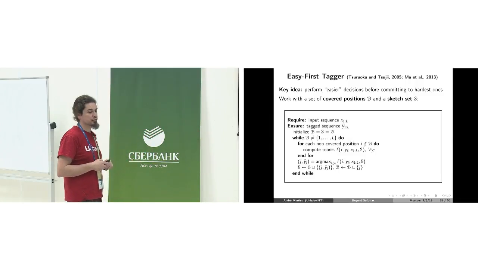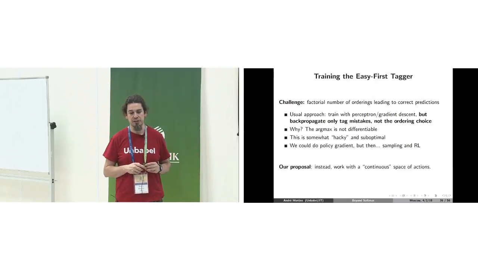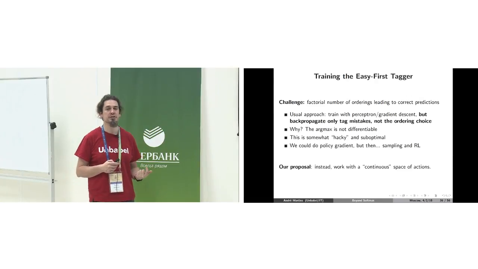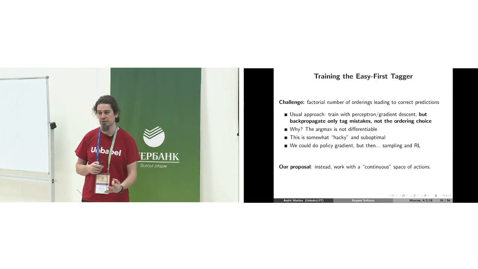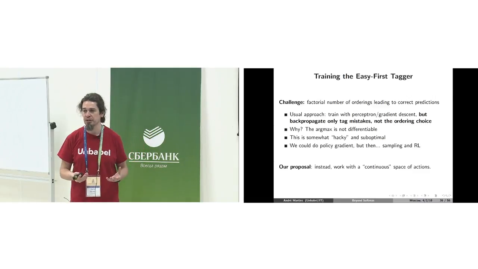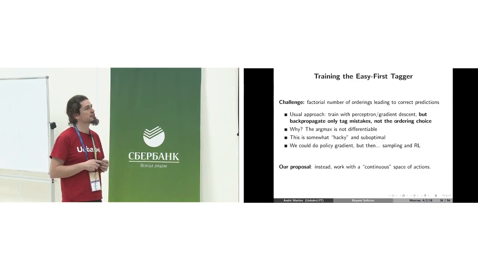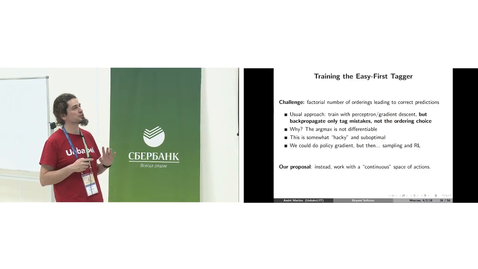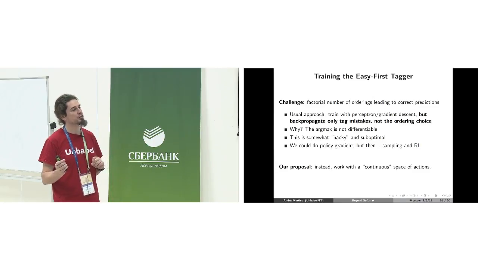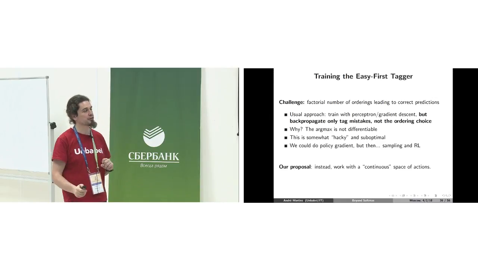Of course, if you want to train it, there's a challenge here, which is that there's a factorial number of orderings that can lead to correct predictions. So you don't have the ground truth about what are the best positions to tackle next. You need to either marginalize out this information or do something smart. The usual approach is to use perceptron or gradient descent, but they don't backpropagate through the ordering choice. So they use that algorithm and then only backpropagate on tag mistakes.